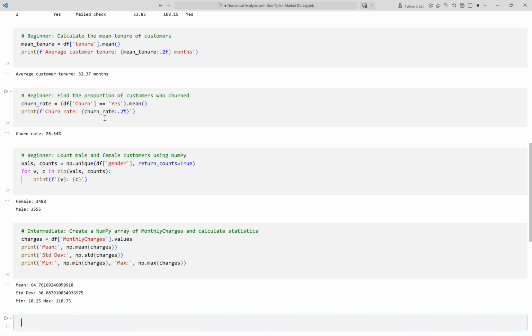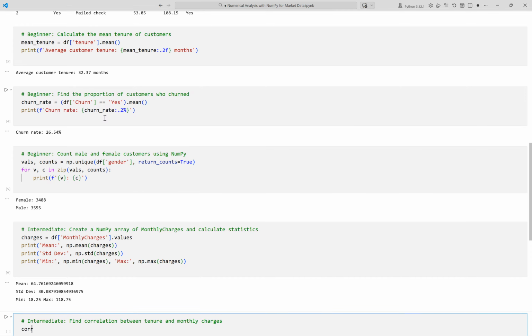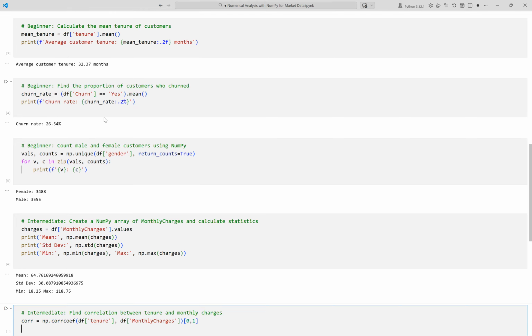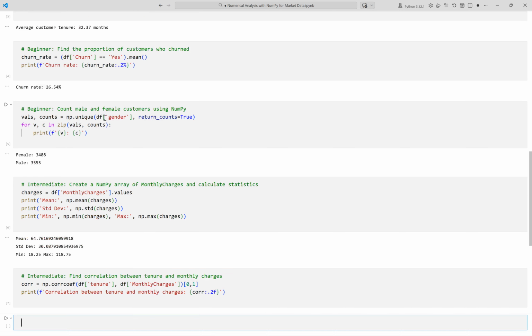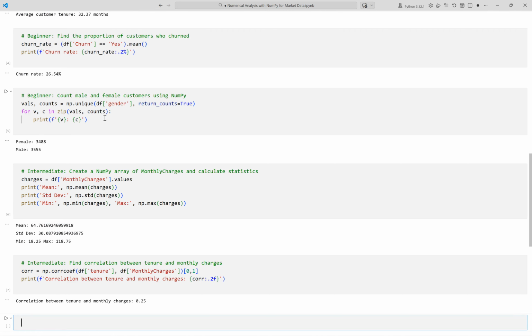We want to know if customers who stay longer pay more or less on average. NumPy's corrcoef function computes the correlation coefficient between tenure and charges. The result tells us the direction and strength of this relationship. Running the cell now. This output shows a positive but weak correlation, 0.25, between customer tenure and monthly charges, meaning longer tenured customers tend to have slightly higher charges.